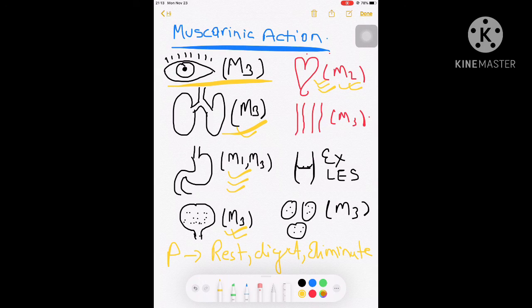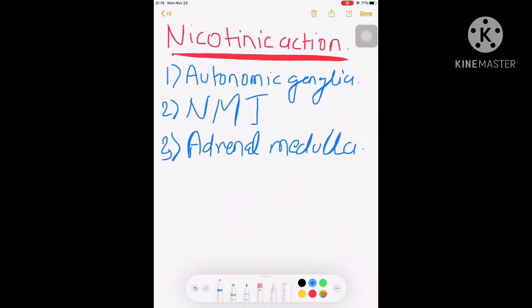Okay, next we'll discuss the nicotinic actions. When acetylcholine stimulates the nicotinic receptors, we all know that the nicotinic receptors are present in autonomic ganglia, neuromuscular junction, and adrenal medulla. Let me remind you: NN, NN, and NM. Remember these.